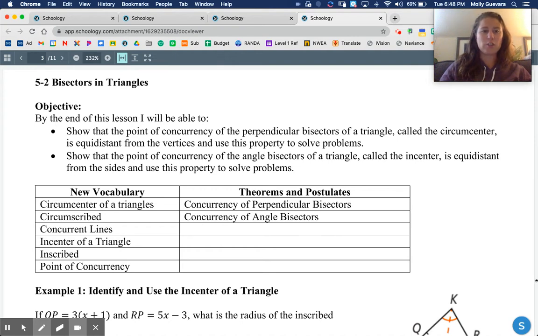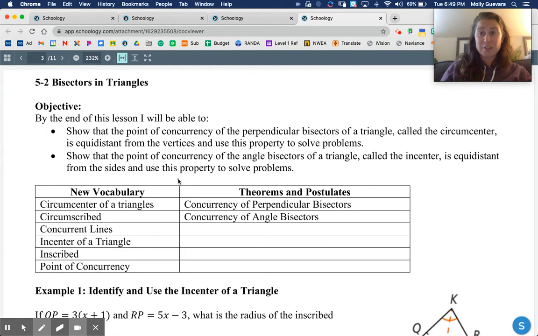First objective is to show that the point of concurrency of the perpendicular bisectors in a triangle, so if you draw all three perpendicular bisectors in a triangle, they connect at one point, and it's called the circumcenter, is equidistant from the vertices, and use this property to solve problems. Then we're going to show that the point of concurrency of the angle bisectors, which is called the incenter, so that's if you draw all three of the angle bisectors in a triangle, they meet at one point called the incenter, is equidistant from the sides, and then use this to solve problems.